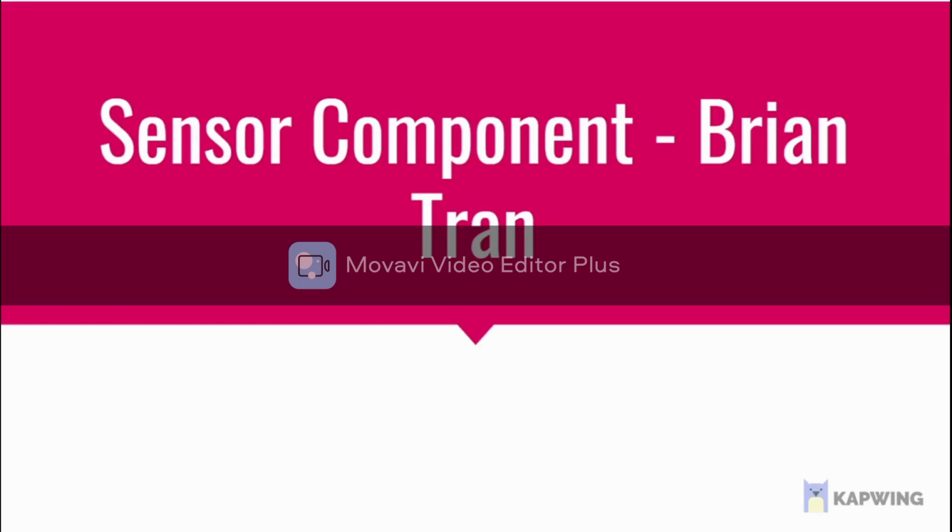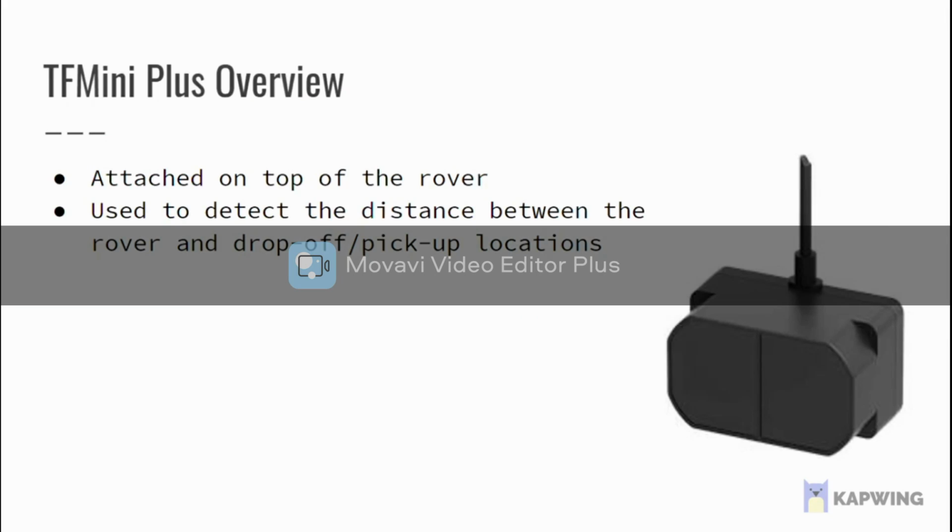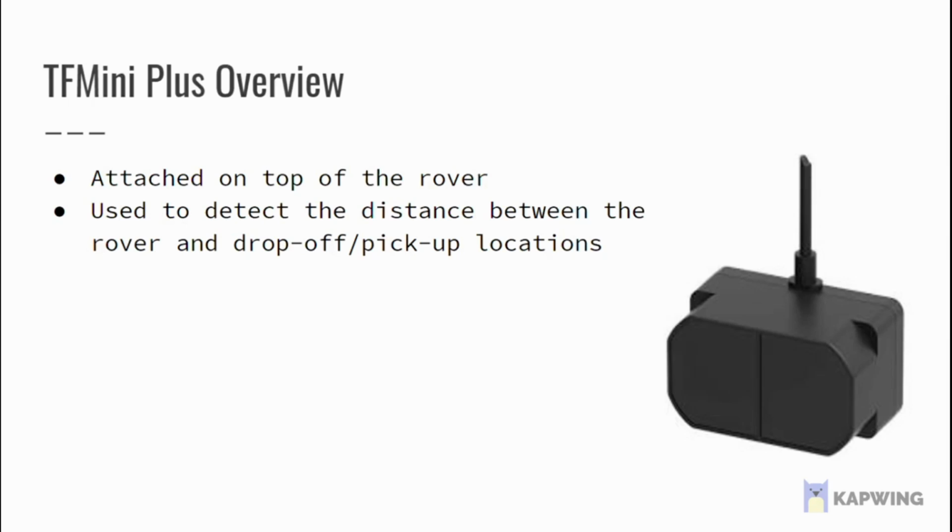Now we'll be talking about our team's sensor component. The sensor we used was a TF Mini Plus LiDAR. This was attached on top of the rover in the front. We primarily used this sensor to detect the distance between the rover and either the pickup location or drop-off locations.